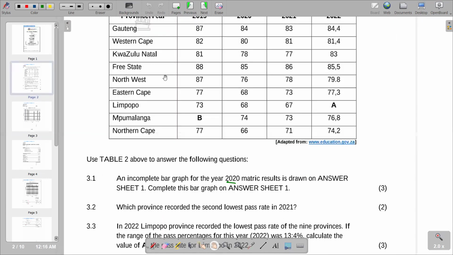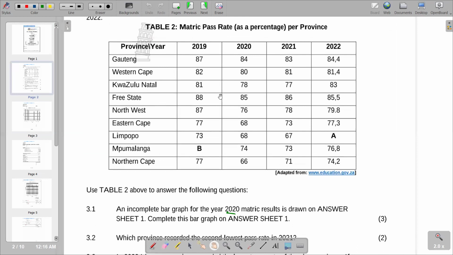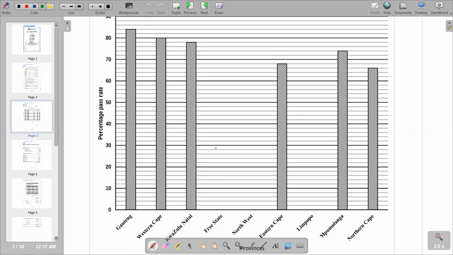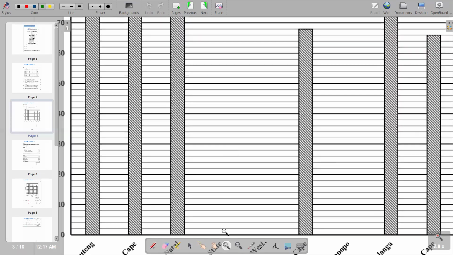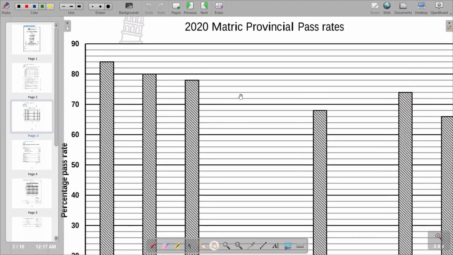So we go to our table. We see that in the year 2020, if you check there, we got Free State 2020, we have 85. So we are going to construct our bar graph with 85% as the upper limit. So we go there. Free State is here, and I'll go up to check where we have the point of 85. So go to 80. See, 80 is here.